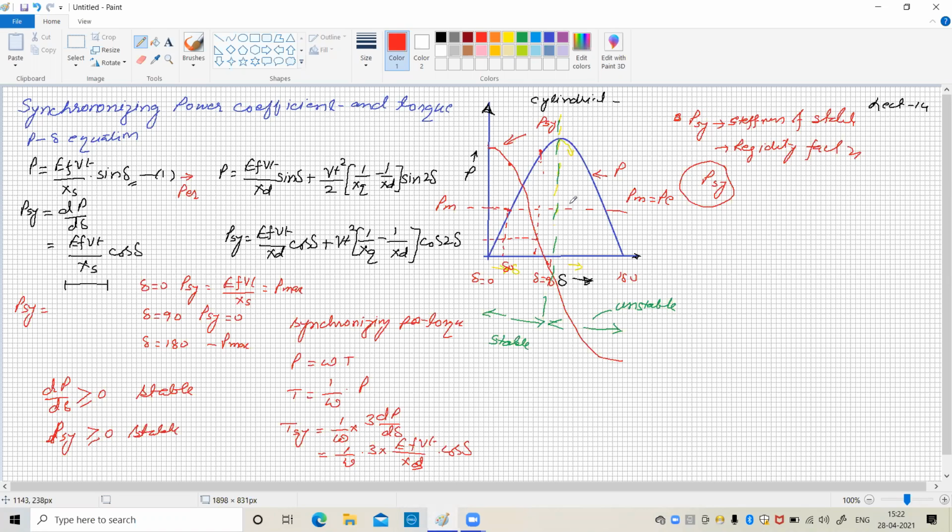So these are the things. Now suppose what we will do, we will consider that suddenly, initially, it is working at angle delta. Okay, I will draw one more curve.